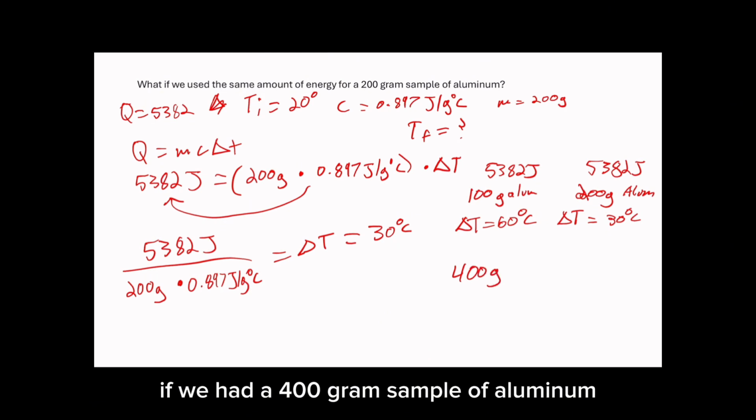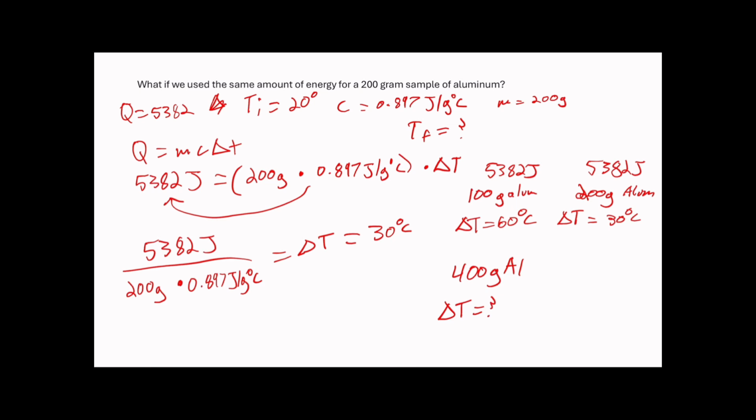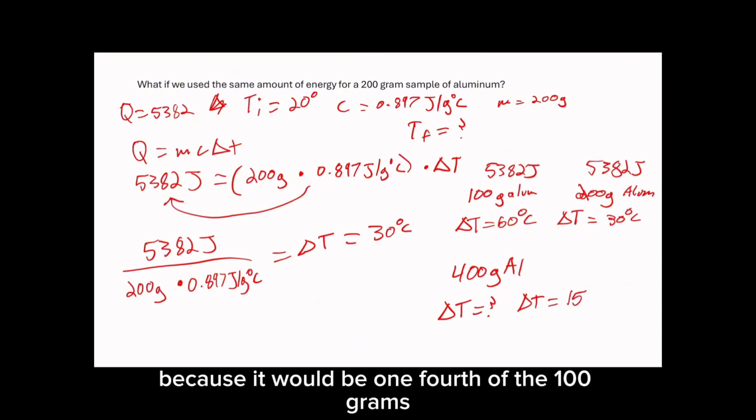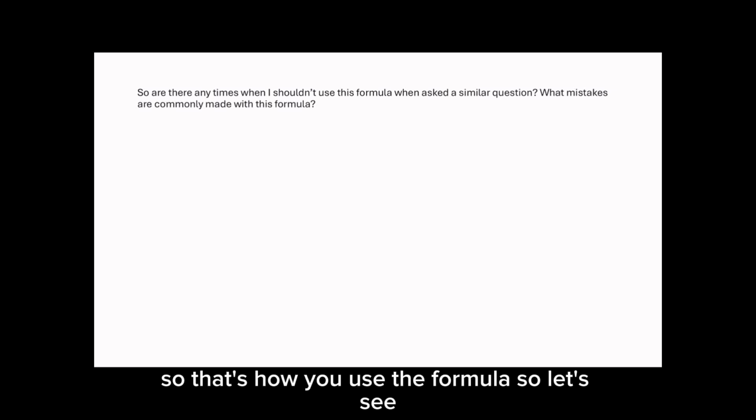gram sample of aluminum, I'll let you guys guess what the delta T might be. Take a couple seconds. So if we had 400 grams of aluminum, the delta T would be 15 because it would be 1/4 of the 100 grams if we use the same amount of energy. So that's how you use the formula.